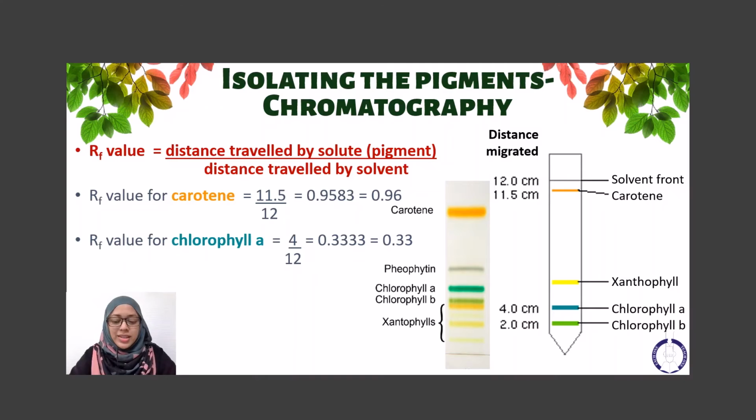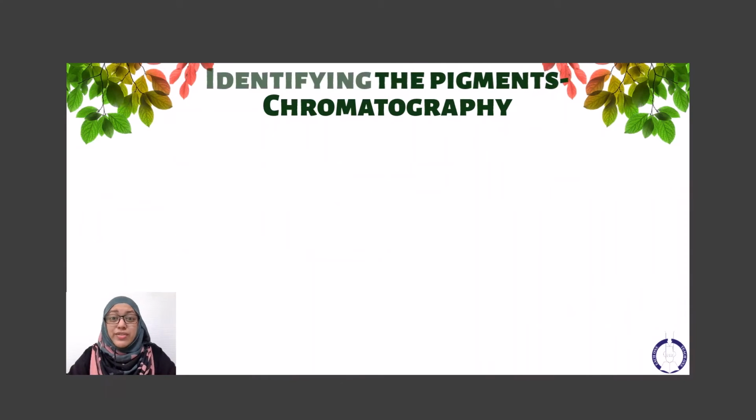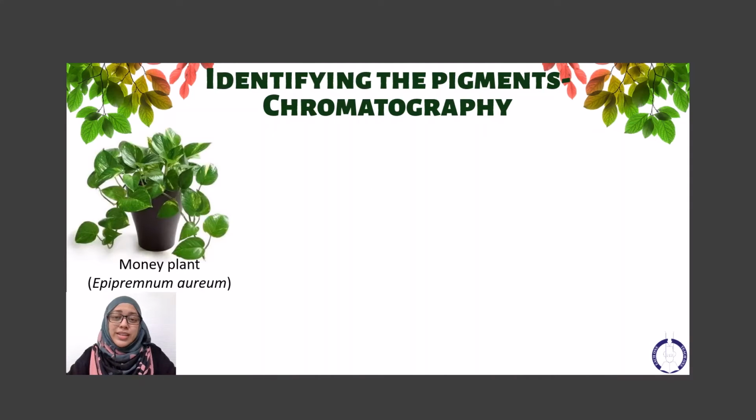Alright? So let's use this information that we've learned so far to identify the pigments in, say, a money plant that I have. I'm interested in knowing how many different pigments there are in this money plant, and I also want to know what the most abundant pigment is. So what do I do? Well, I'll carry out chromatography.